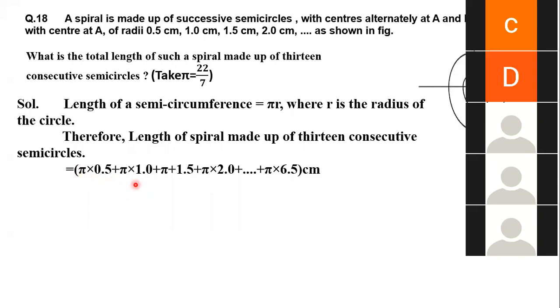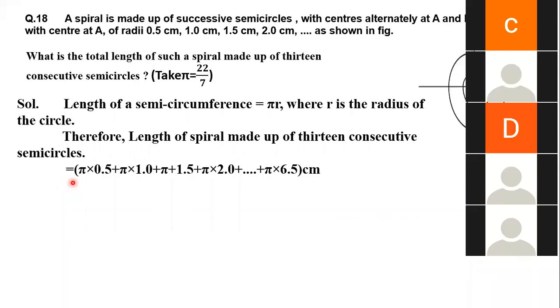So here I can take pi out common in all terms. They're asking for the sum of the total length of 13 semicircles. The radius of the first semicircle is 0.5, the second is 1, the third is 1.5, like that, and we add everything. The 13th one is 13 into 0.5, which is 6.5. This is the last term. Am I clear, children? In this entire series, pi is common, so let me take pi out.